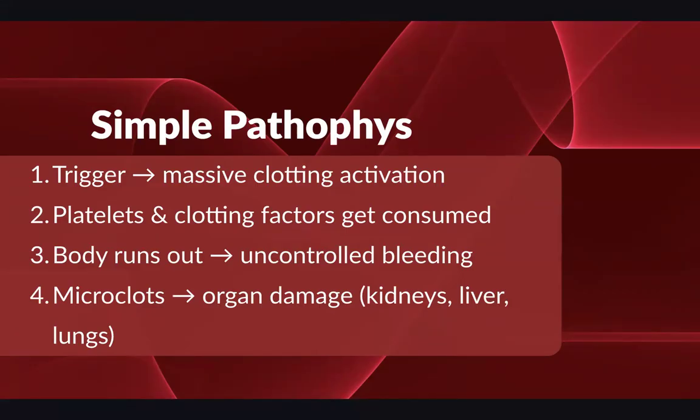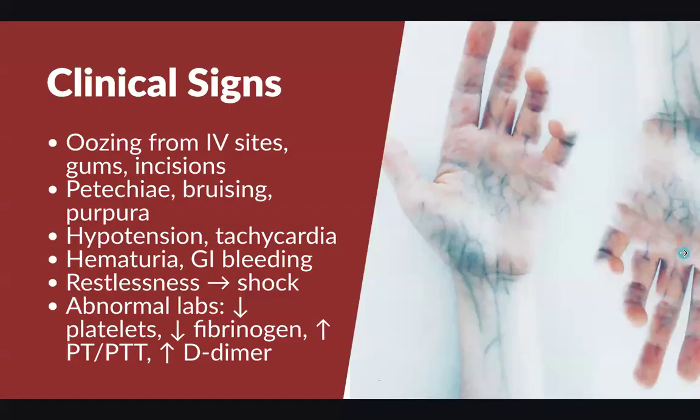Here's a little bit of the simple pathophys of it. I kind of just talked about it. You have a trigger, massive clotting activation, and platelets and clotting factors are getting consumed. Your body's going to run out, which causes you to bleed uncontrollably. Those microclots can also cause organ damage because of ischemia, or because the uncontrolled bleeding can lead to poor perfusion.